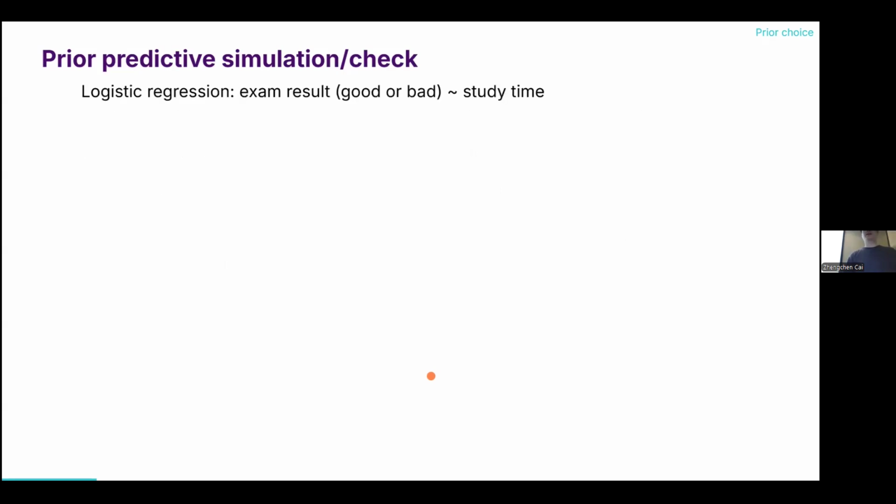I'll give you an example with logistic regression. Imagine we are modeling your exam result. It's binarized, so we use logistic regression.